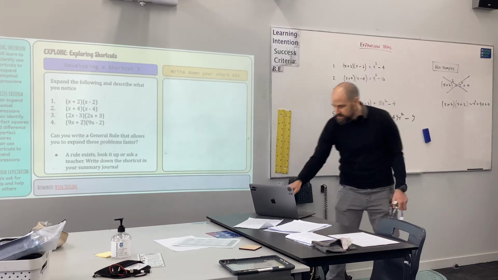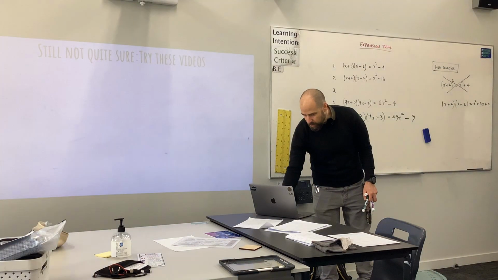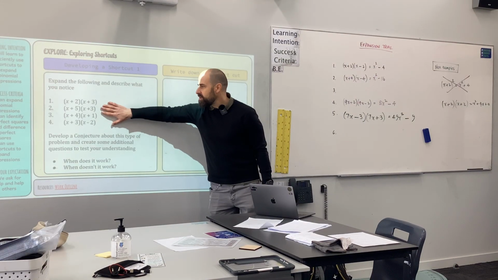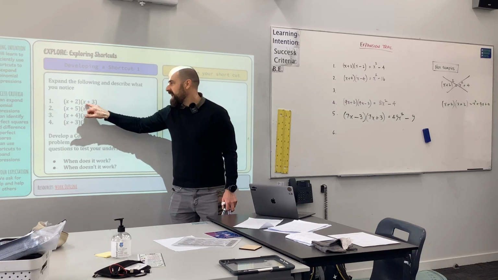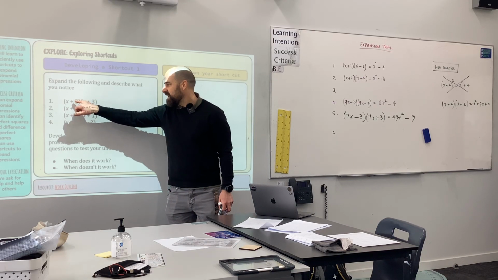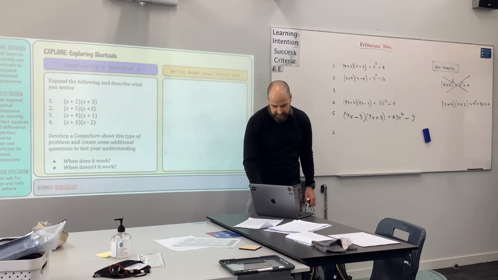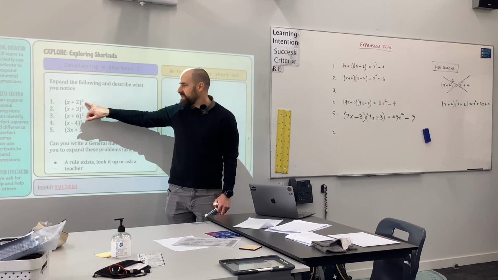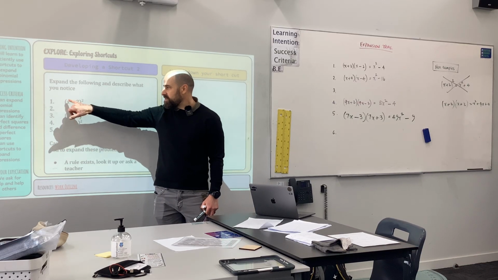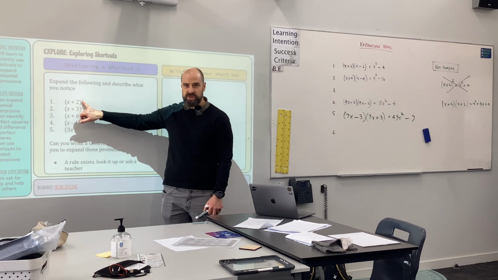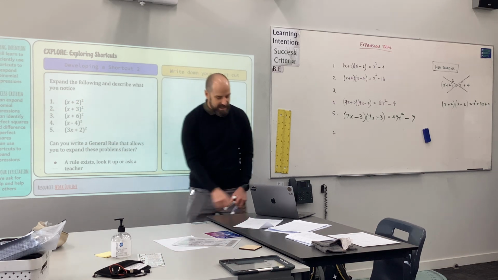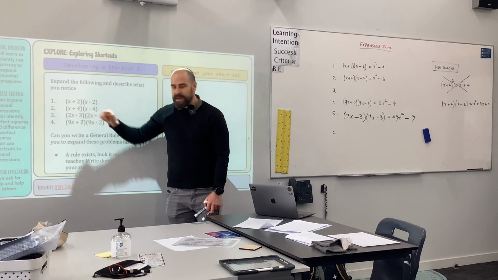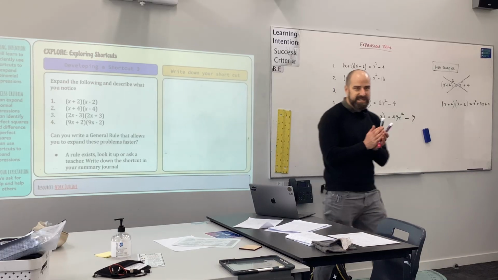So, 3 shortcuts. Shortcut 1. If it looks like this, there's no number in front of the x's, I can just square the x, add those terms for the middle part, times them for the constant. Second shortcut. This is what we call a perfect square. If we've got a perfect square, square the first one, then do the first one times the second one times 2 for the middle term, and then square the second one. And then the final shortcut, difference of 2 squares. We've got a plus and a minus, but the numbers are the same. Square the first one, minus the second one squared.